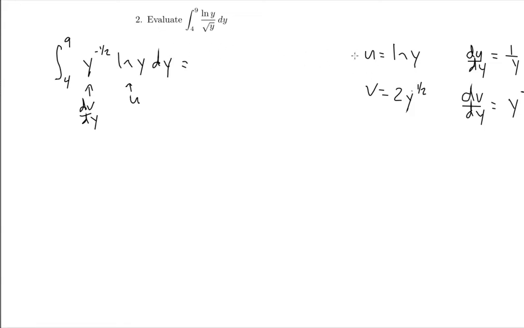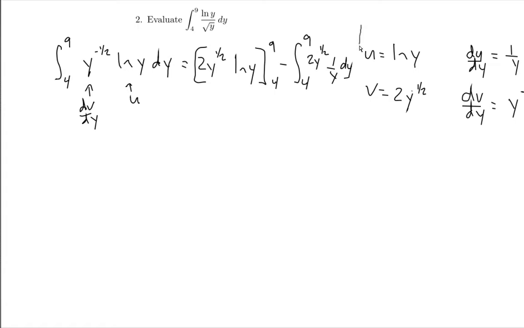So u times v, so 2y to the 1/2 times u, which is ln y. Of course, I'm still evaluating from 4 until 9, and the rest of the formula says I still need to integrate from 4 until 9 v, which is this, 2y to the 1/2, times du by dy, which is 1 over y, dy. I'll just separate this to make sure. That becomes 2y to the 1/2 ln y, still evaluated from 4 to 9.